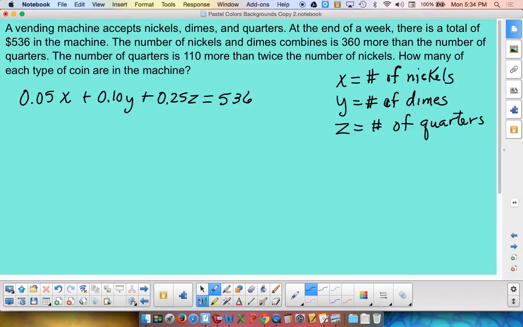Now the rest of this is related to just how many of them there are. So the number of nickels and dimes combined is 360 more than the number of quarters. Okay, just follow the grammar. The number of nickels and dimes combined. What does that mean? Yeah, add your nickels and dimes, you're combining them.